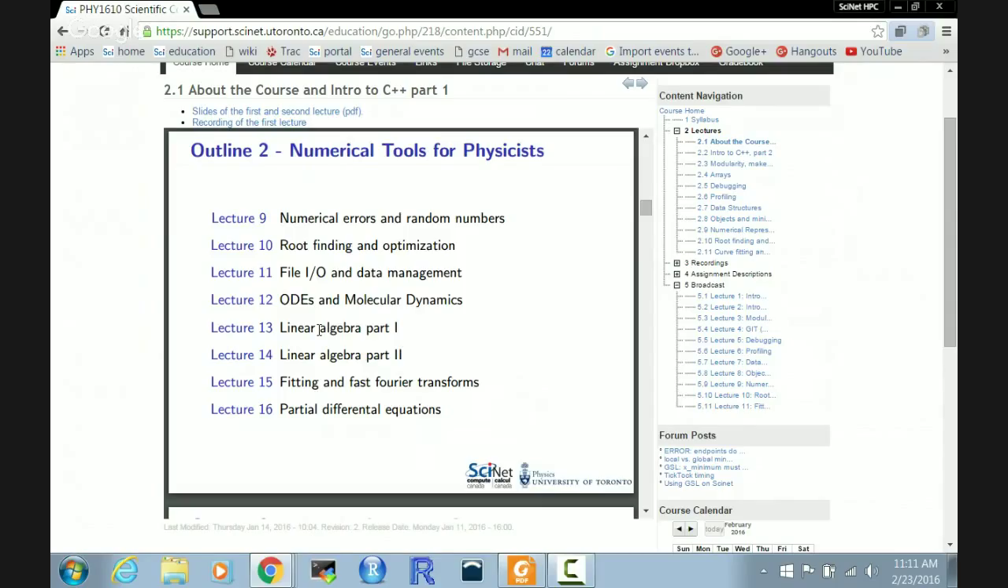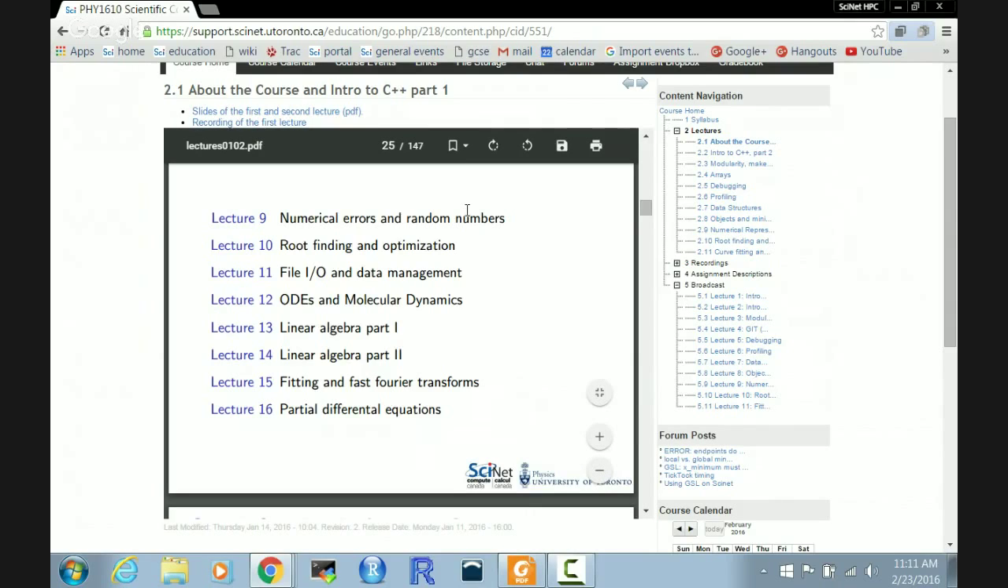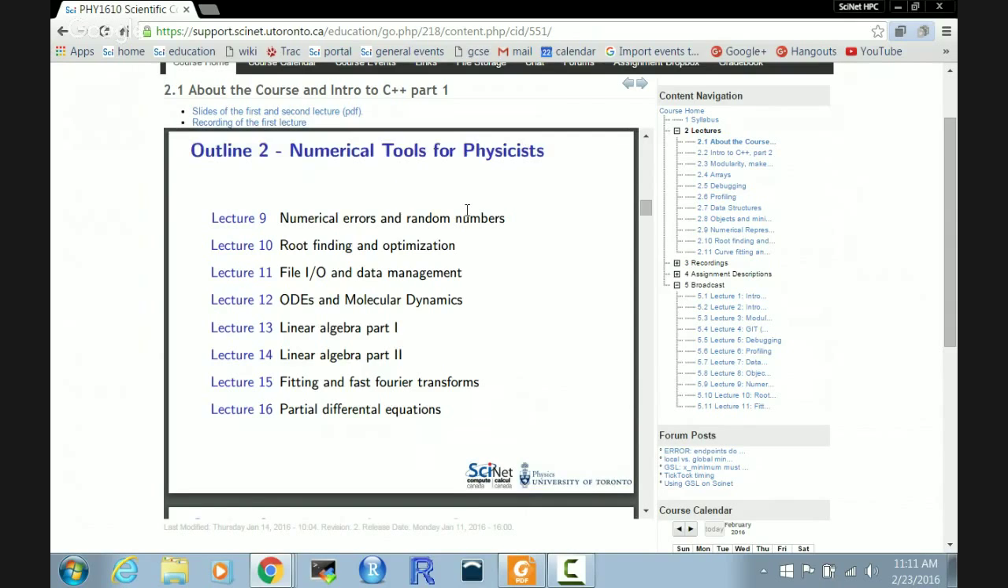Then in the last two lectures of this session, we'll get back to ordinary differential equations and molecular dynamics. And we'll add a lecture on random numbers, which we sort of omitted from the first lecture. So that's going to be our track for it. And then the file I/O we'll leave for the third part of this course.